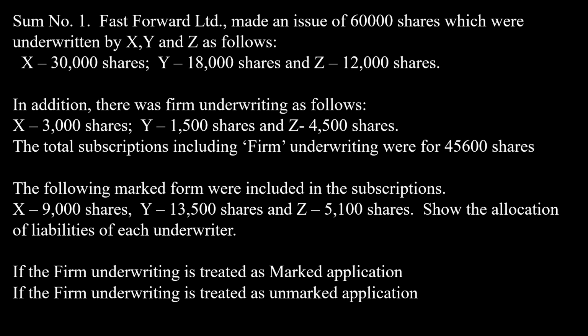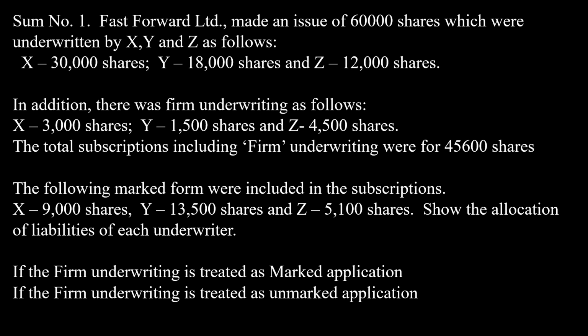Let us see an example to understand the firm underwriting. Now, the sum says a Fast Forward Limited company made an issue of 60,000 shares which were underwritten by X, Y, and Z as follows: X 30,000 shares, Y 18,000 shares, and Z 12,000 shares. In addition, there is a firm underwriting as follows: X is 3,000, Y is 1,500, Z is 4,500.